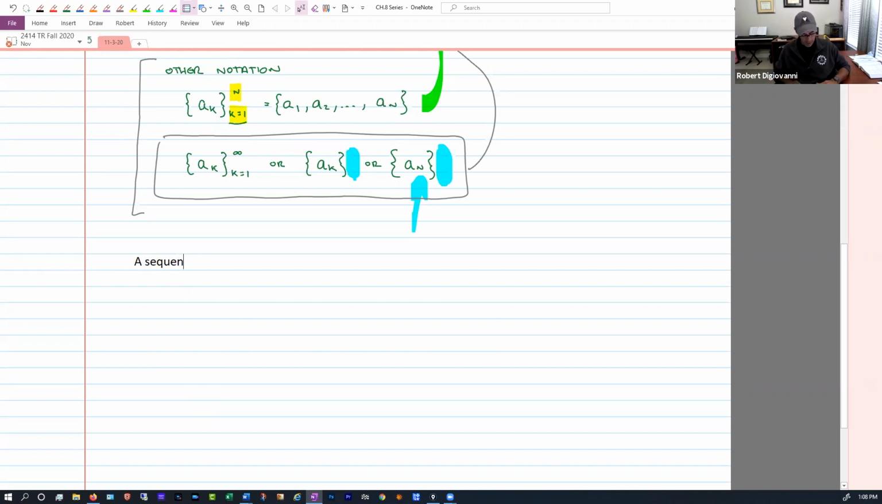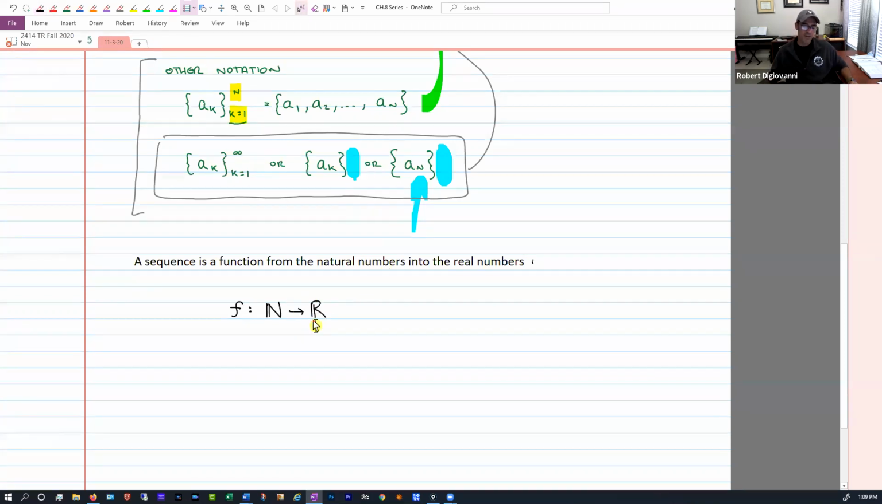A sequence is a function from the natural numbers into the real numbers. Now, in math, we like to denote that this way. It is a function that goes from the natural numbers. Now, maybe you've never seen this before, a double struck N, into the real numbers, double struck R.